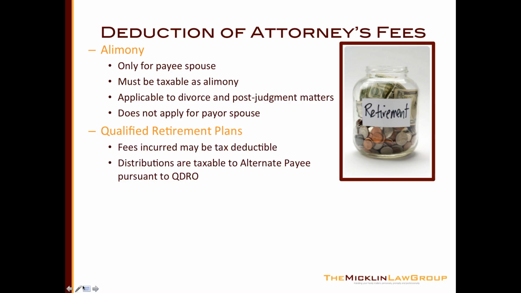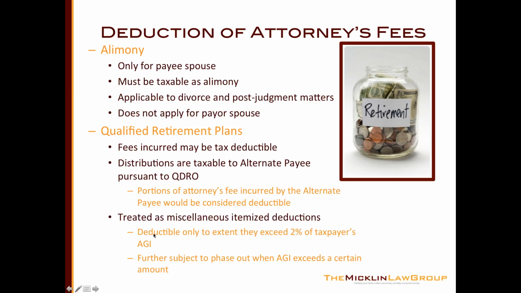Let's look at qualified retirement plans. Fees incurred, again, can be deductible. Distributions are taxable to the alternate payee. The alternate payee, and this is again subject to the QDRO we were talking about, the qualified domestic relations order. Distributions to the alternate payee, that is the person who is not the employee. So the person receiving the distributions from a qualified retirement plan may be taxed on that. So you may be able to deduct some of the fees incurred in obtaining that or enforcing it, for instance. Again, check with your accountant, but it may be a good way to offset the tax that you receive or that you may receive.